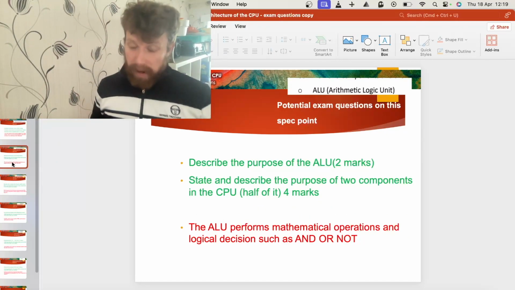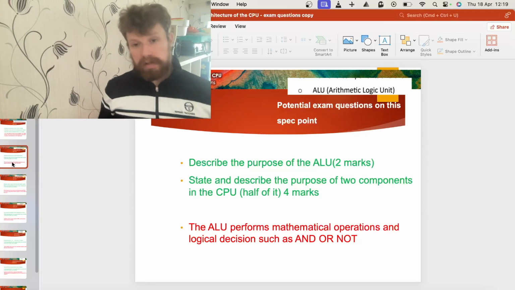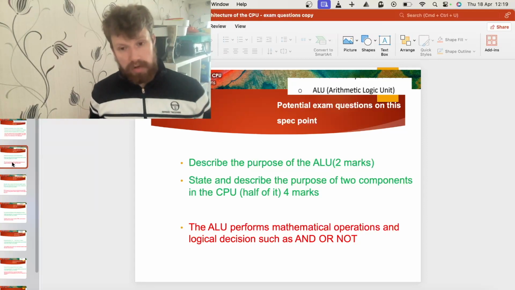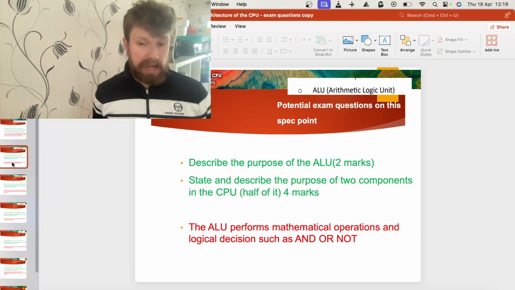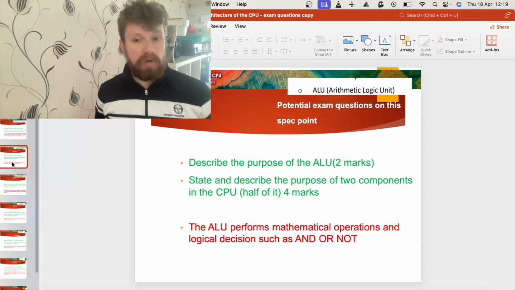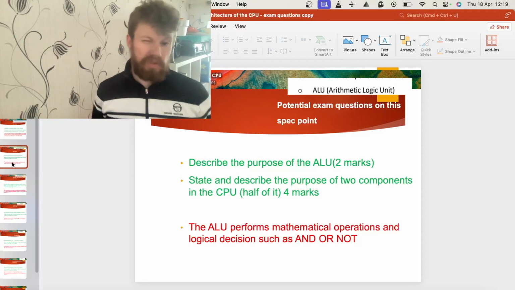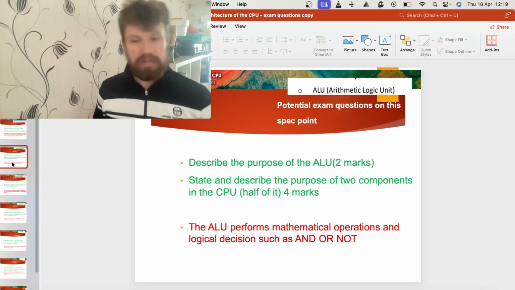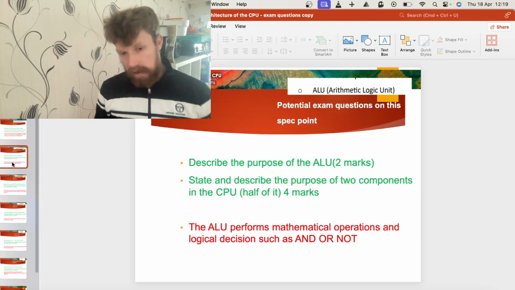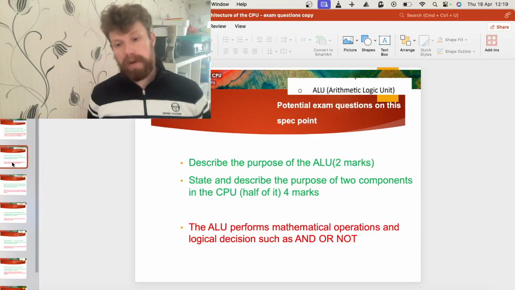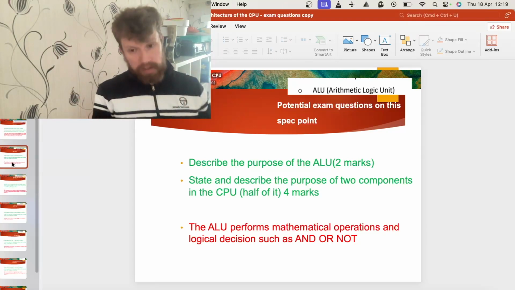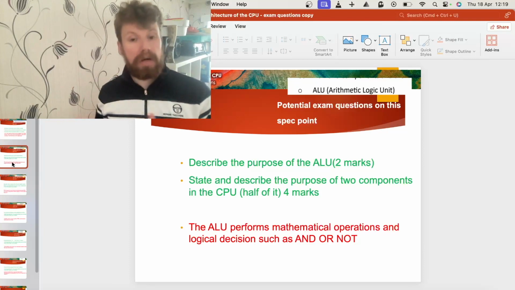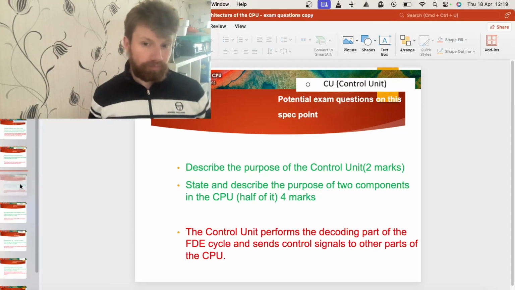The next spec point is one of the components of the CPU, the arithmetic logic unit. The two kinds of questions you could get are: describe the purpose of the ALU, and state and describe the purpose of two components in the CPU. This would be half of it, with 2 marks from it. The ALU performs mathematical operations and logical decisions such as AND, OR, NOT. Everybody gets the first part, everybody forgets the second part, and then they drop a mark.